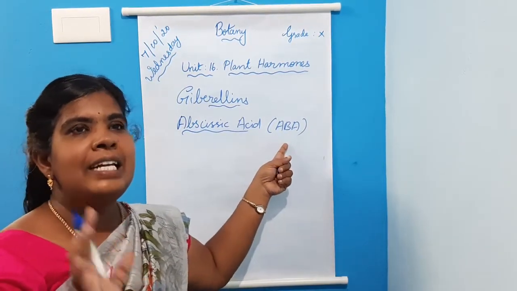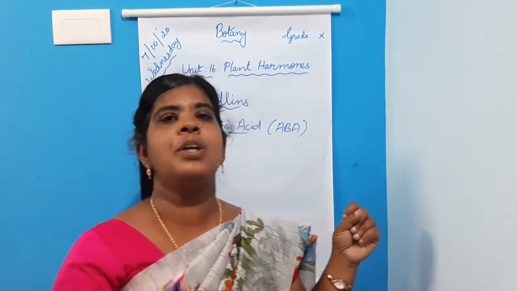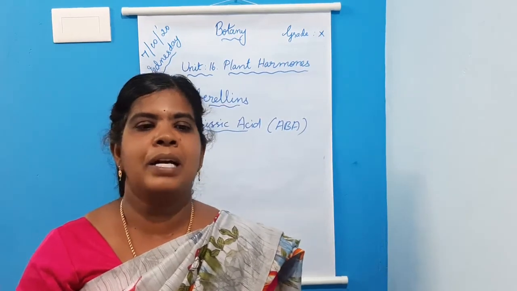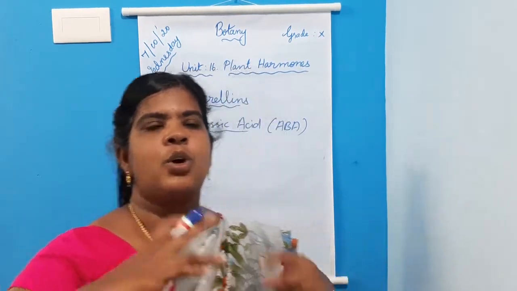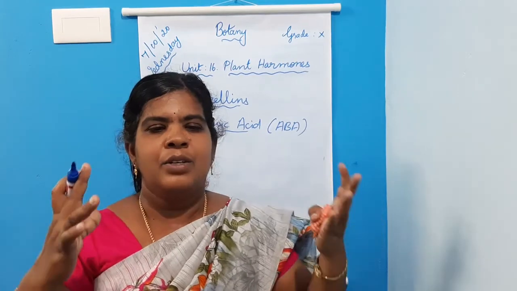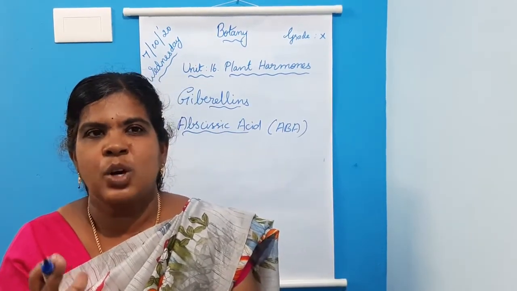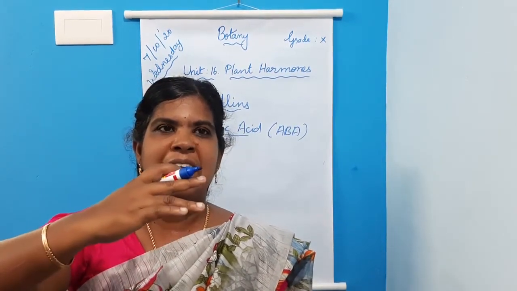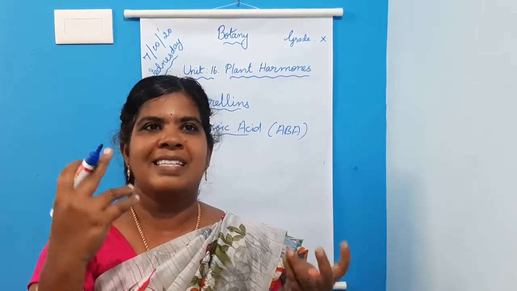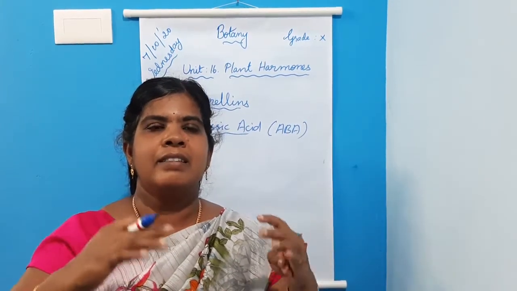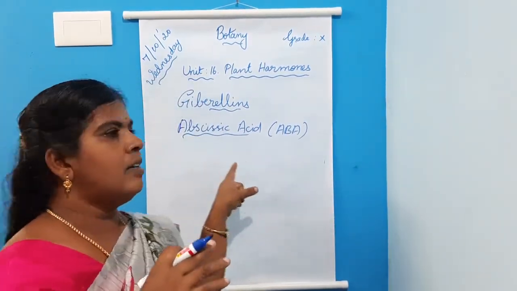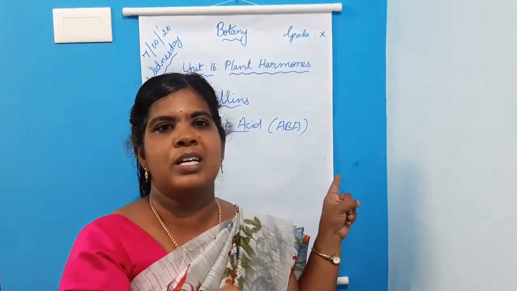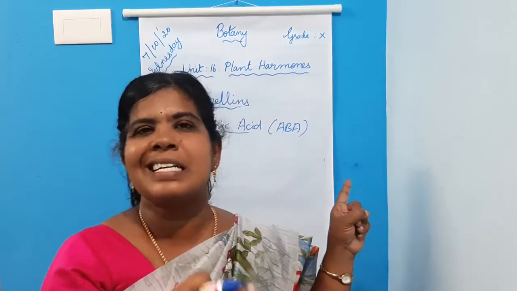It is a growth inhibitor. It is not a promoter. It regulates abscission and bud dormancy. It increases the tolerance of plants during stress condition. Tolerance in the sense, suppose a plant suffers from stress or water scarcity, this ABA can give the tolerance capacity to the plant. So it is also called stress hormone.